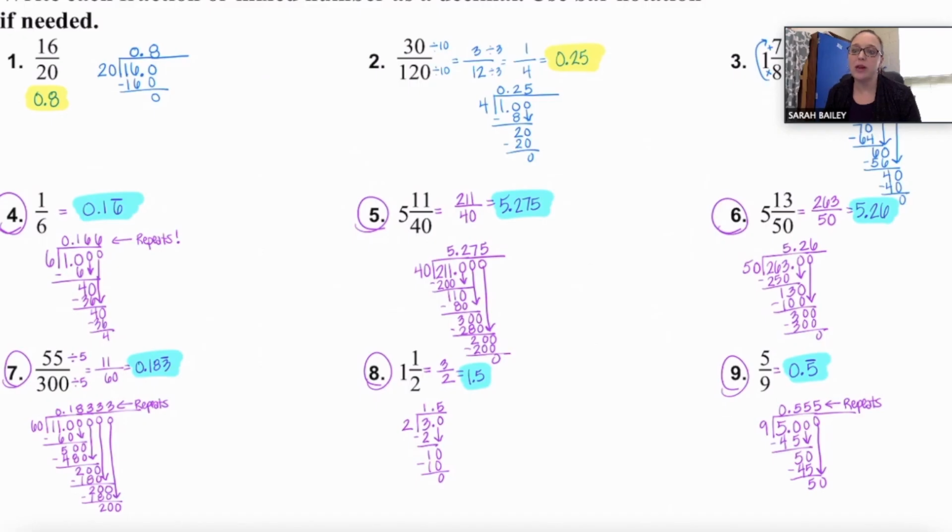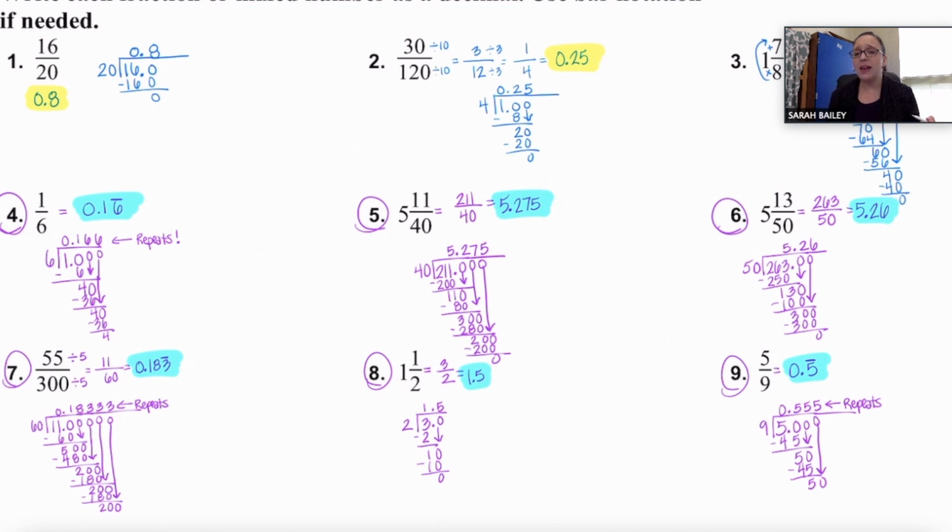Okay guys, so here are the answers and the corresponding work. I don't believe I said it before, but you should have shown your work for each of these problems. You can certainly use a calculator to check over your answers, but you really need to have your work shown in order to receive credit.